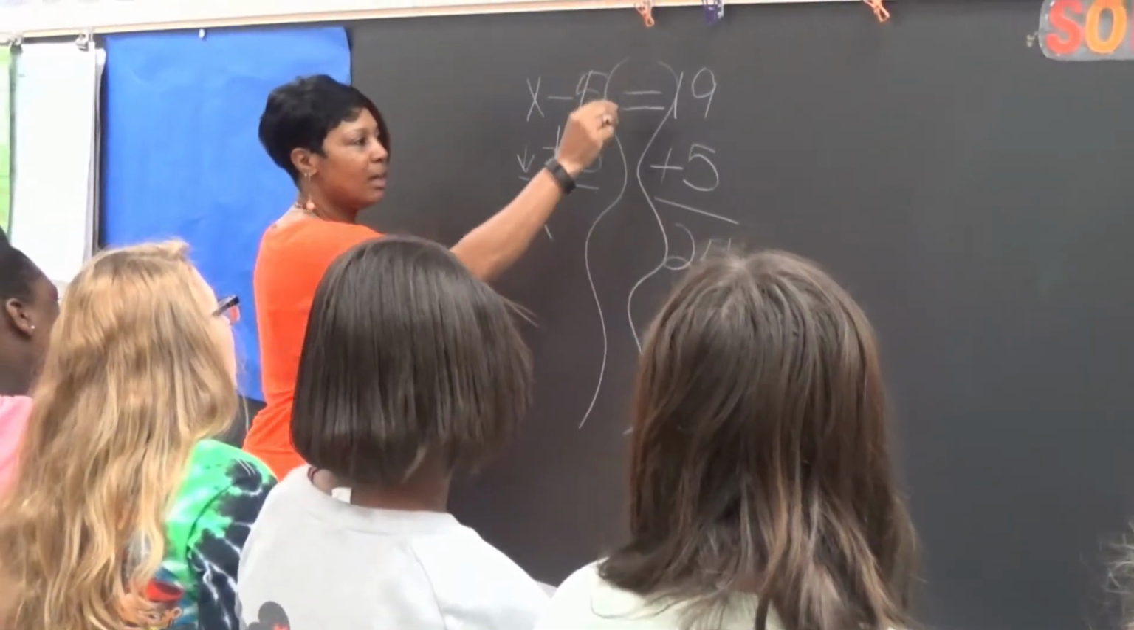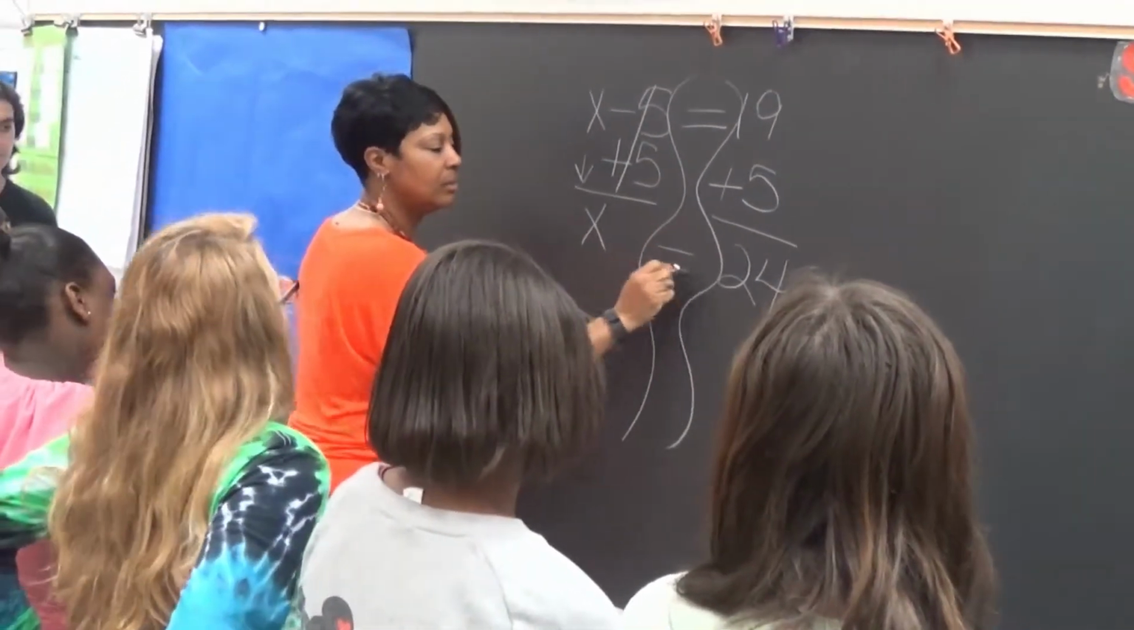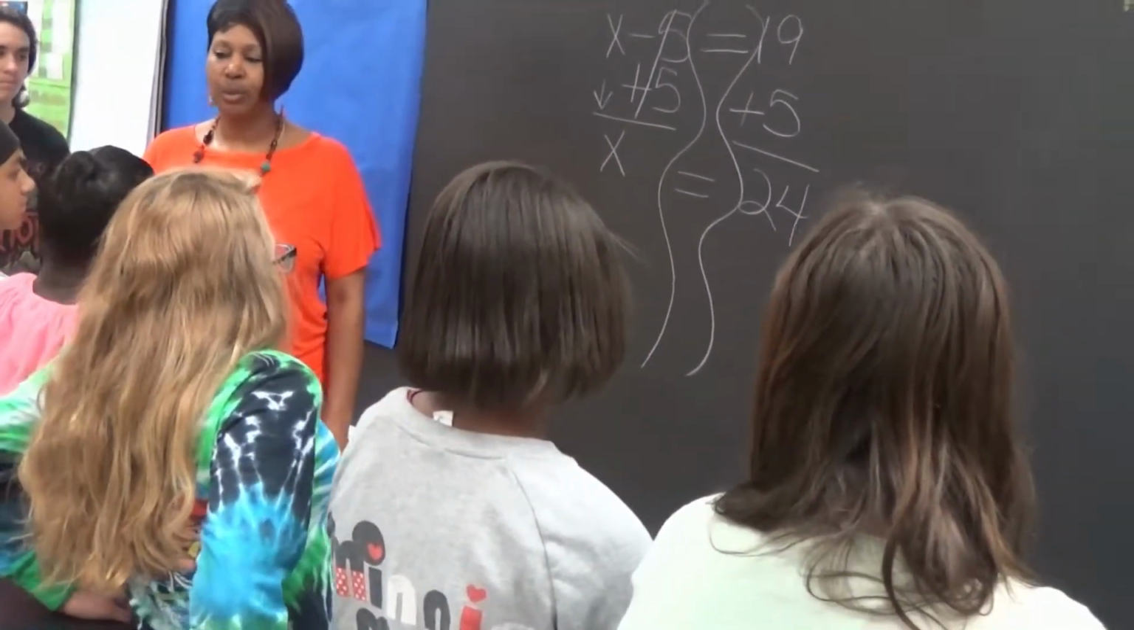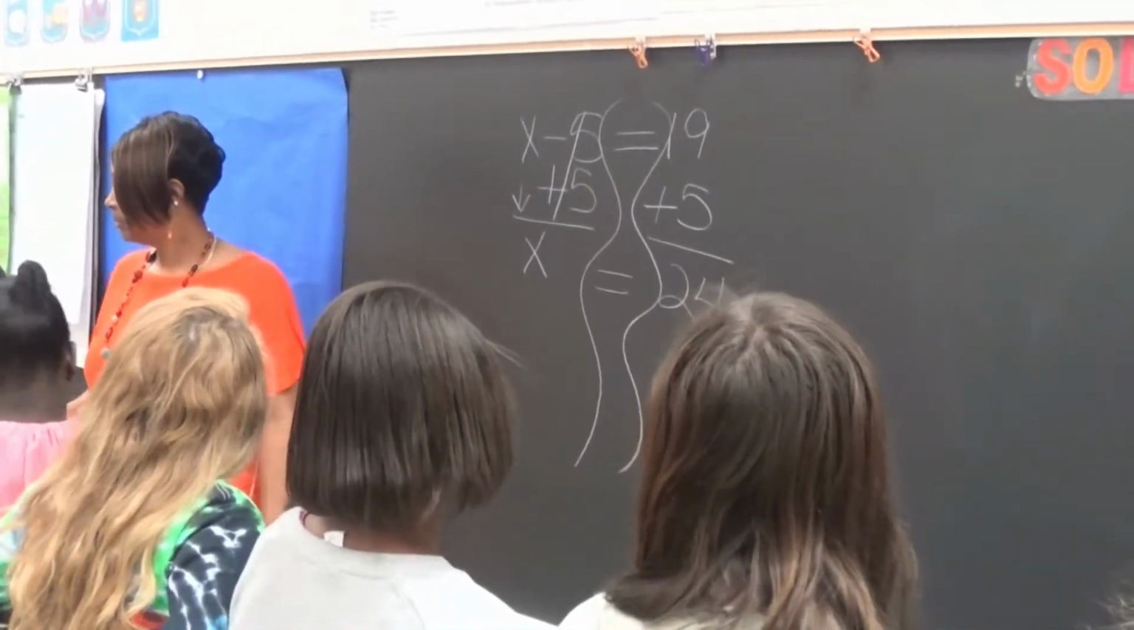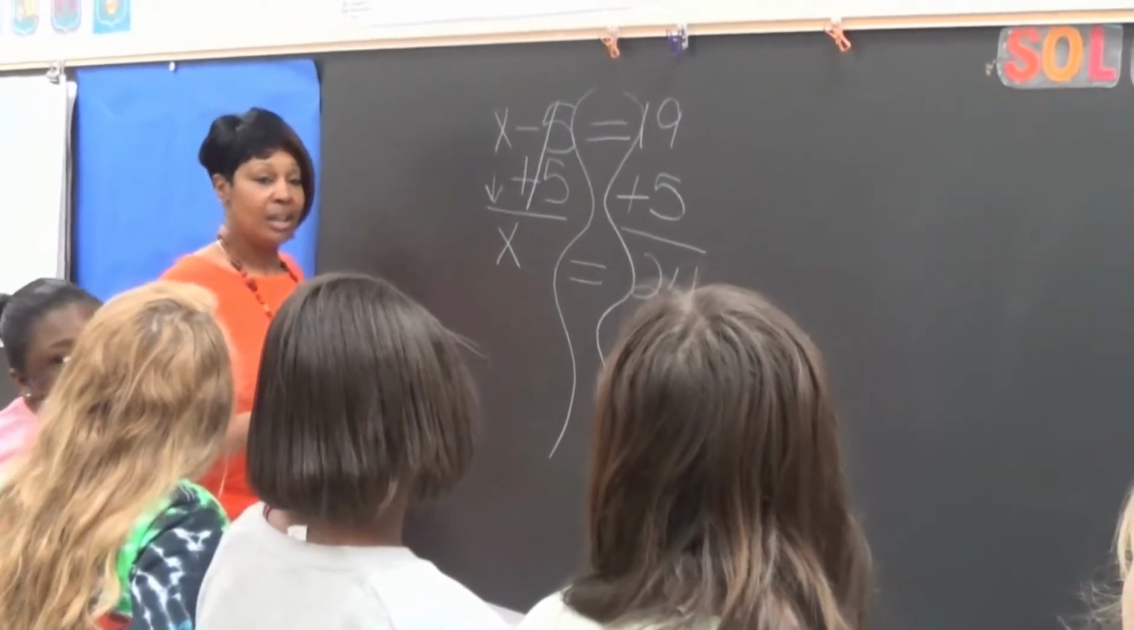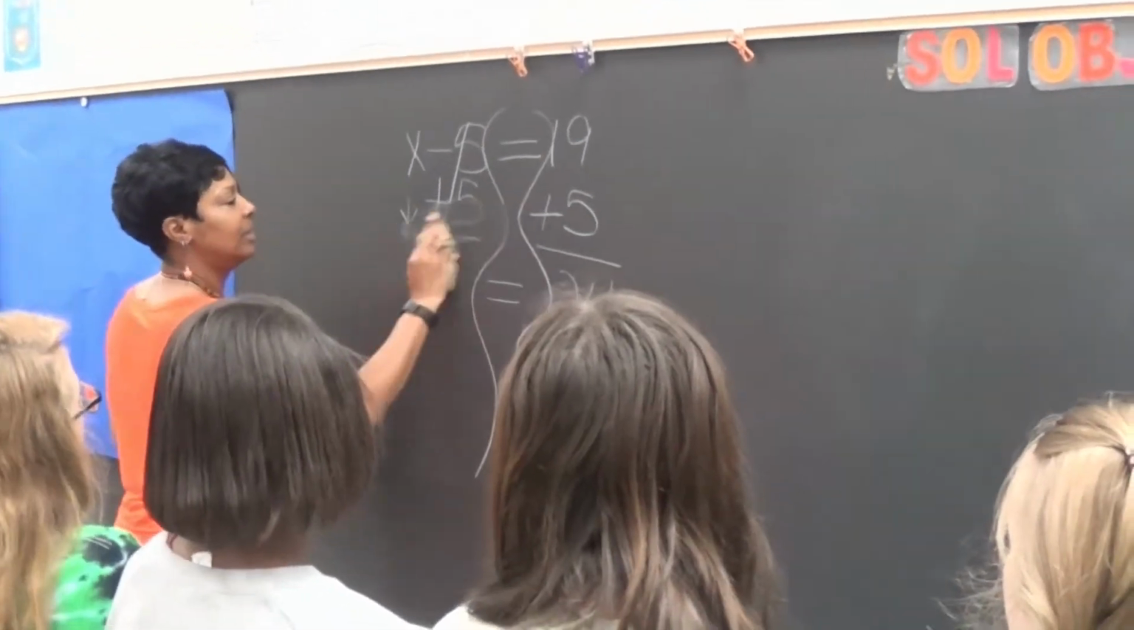Just to show you something. We follow the river on down. We have x is equal to 24. It's a fraction, and what does that mean? We are dividing. So the operation is... when we take the opposite.